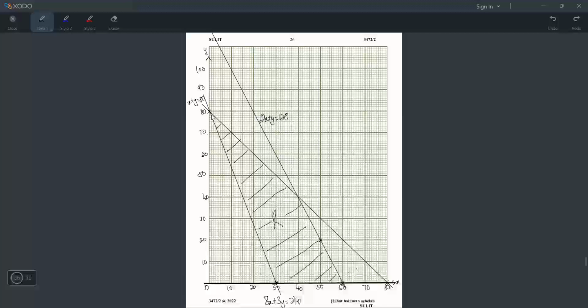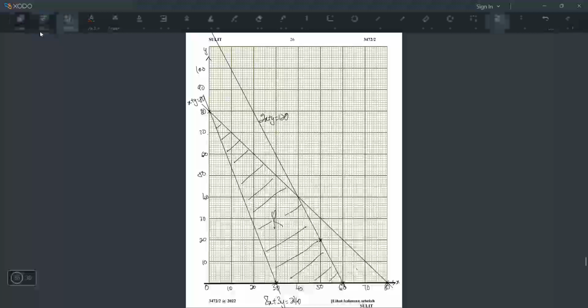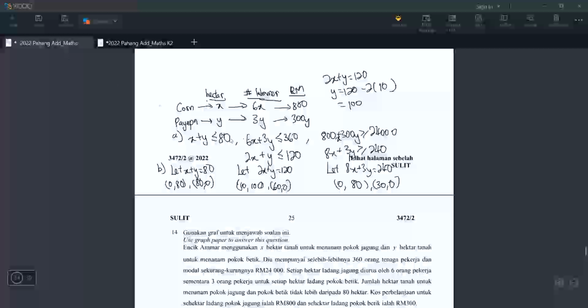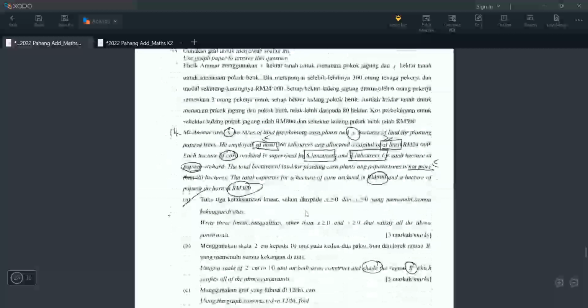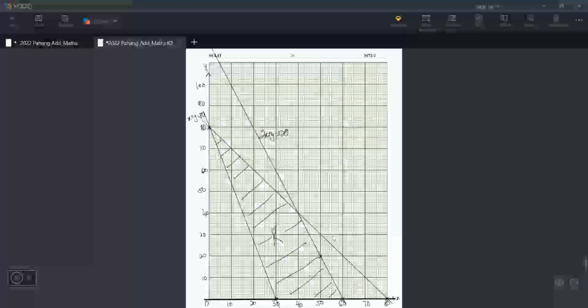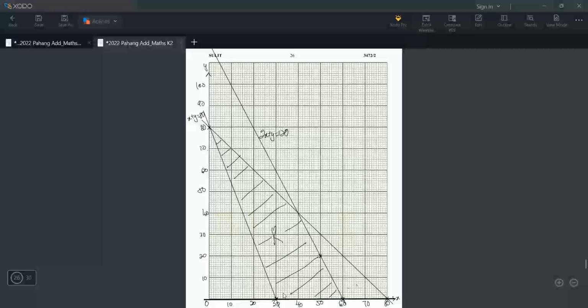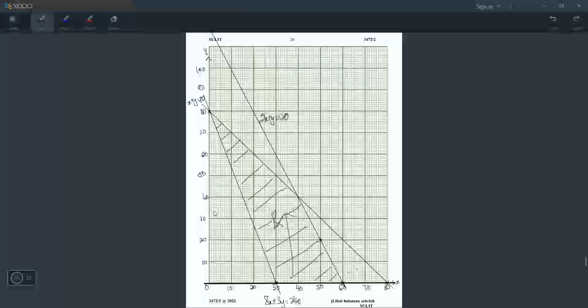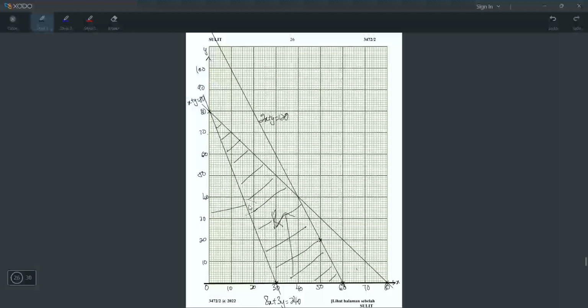Because remember, this xy represents what? I forgot already. Hectare, right? And also they mentioned x bigger than 0, y bigger than 0. If they mentioned that, it means you cannot lower it to negative. It means x has to be always bigger than 0, and y has to be bigger than 0. It means everything is in the first quadrant. So be careful when you lower it. Don't lower it below the x-axis. Okay, it means everything is positive.